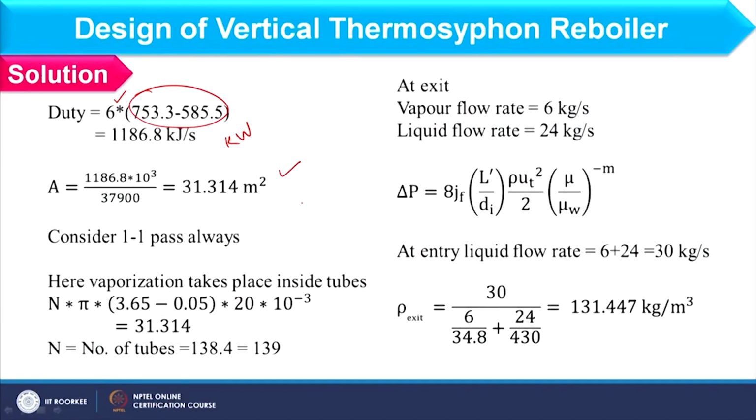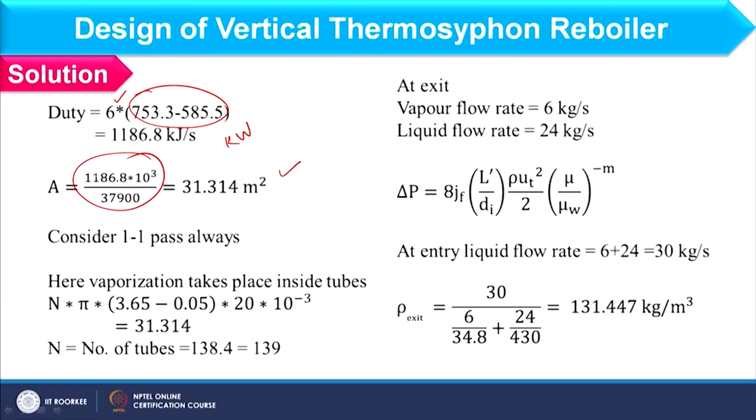Now in vertical thermosiphon reboiler we have a different approach to find the area. Here we fix the maximum critical flux, if you remember the lectures of 6th week. As far as vertical thermosiphon reboiler is concerned, the maximum critical flux is 37,900 watt per meter square, and the heat duty is already given. So we can find the heat transfer area accordingly, which comes out as 31.314 meter square. This is a simple calculation.